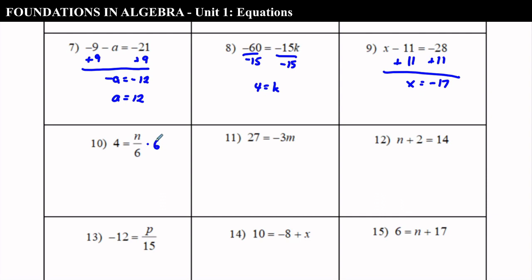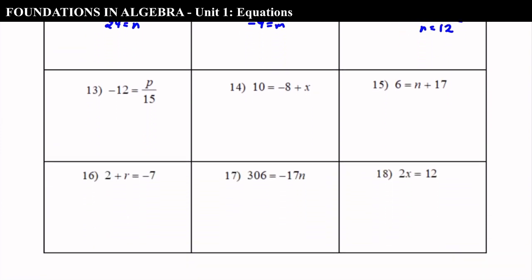For this side, we're going to multiply each side by 6. 6 times 4 is 24, and that's equal to n. For this one, we divide each side by negative 3. And these are all one-step equations, because in every one, it takes one step to solve them. Here, we subtract 2, and we get n equals 12.